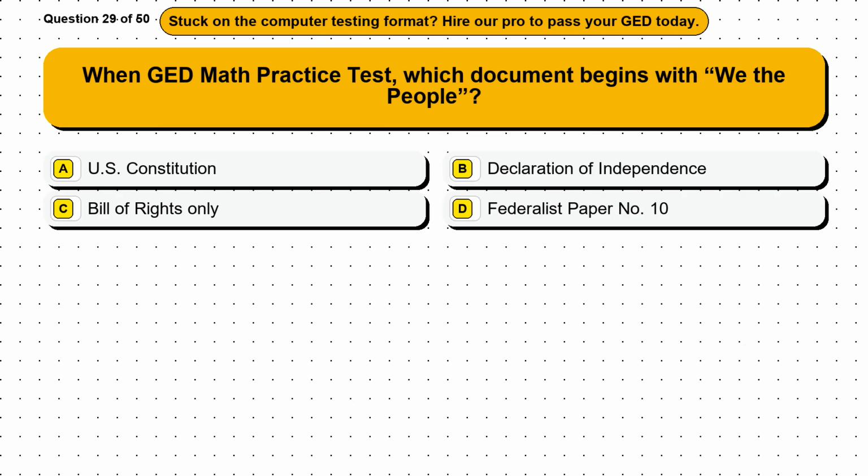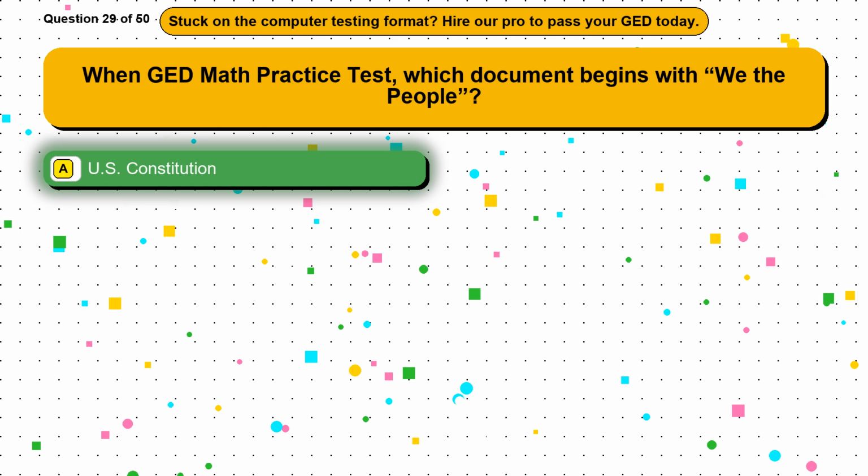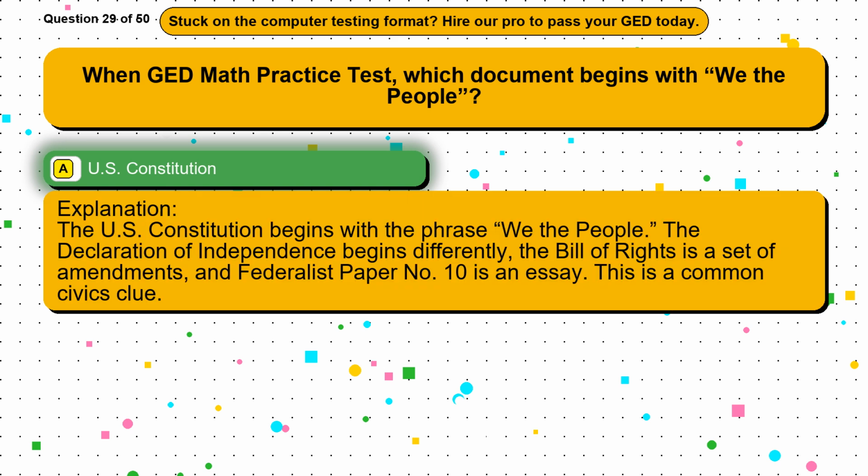Question 29. When GED Math Practice Test, which document begins with "We the People"? Option A, U.S. Constitution. Option B, Declaration of Independence. Option C, Bill of Rights only. Option D, Federalist Paper No. 10. The correct answer is option A, U.S. Constitution. The U.S. Constitution begins with the phrase "We the People."